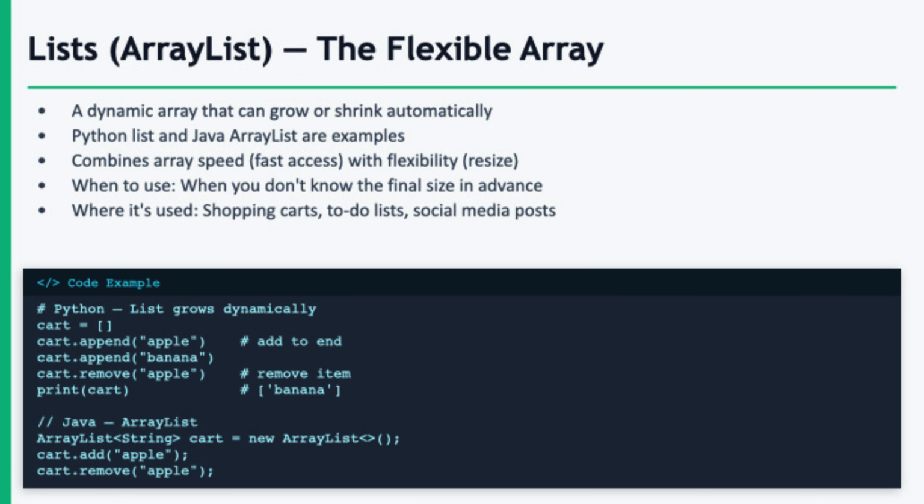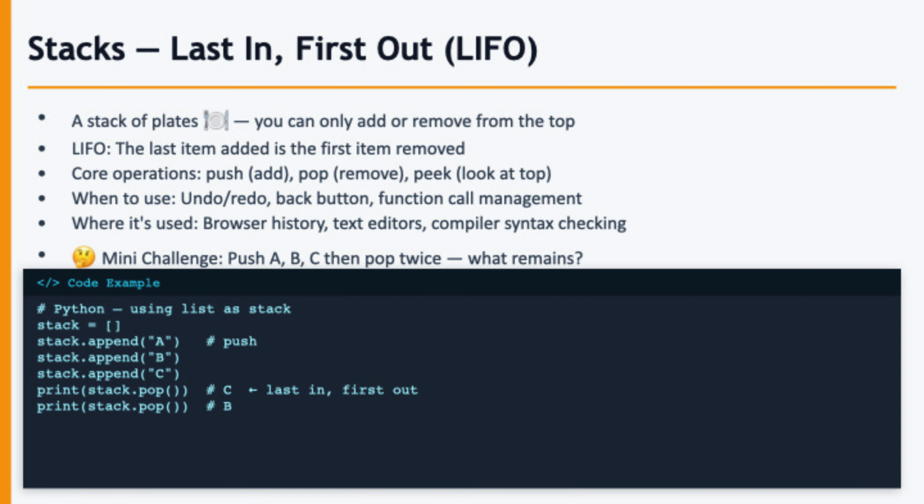position. Lists or array lists are more flexible than standard arrays because they can grow or shrink automatically. They are perfect for things like shopping carts or to-do lists where you do not know the final size in advance. A stack works on the principle of last in, first out.